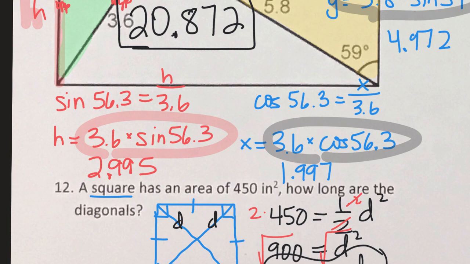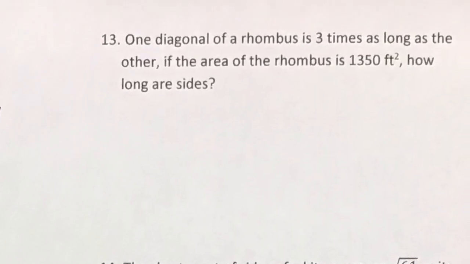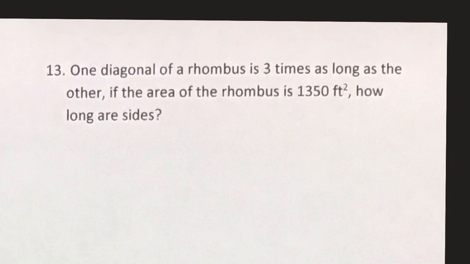Okay, let's see what else we got. Back up to the top. Number 13. There we are. This is some algebra. One diagonal of a rhombus is 3 times as long as the other. Okay, so let's put some variables here. We're going to call d1 equals 3 times d2, right? One diagonal is 3 times as long as the other.